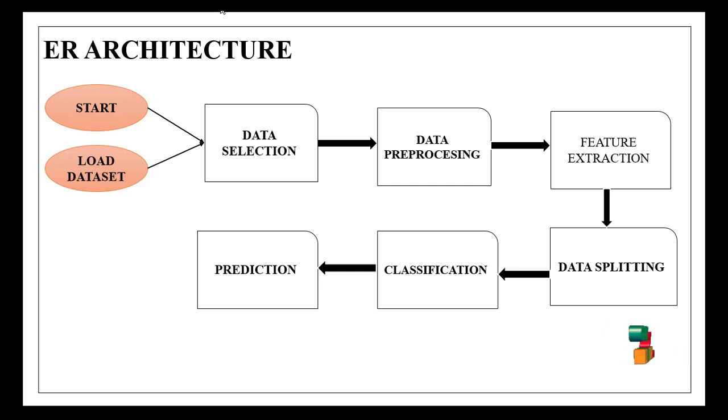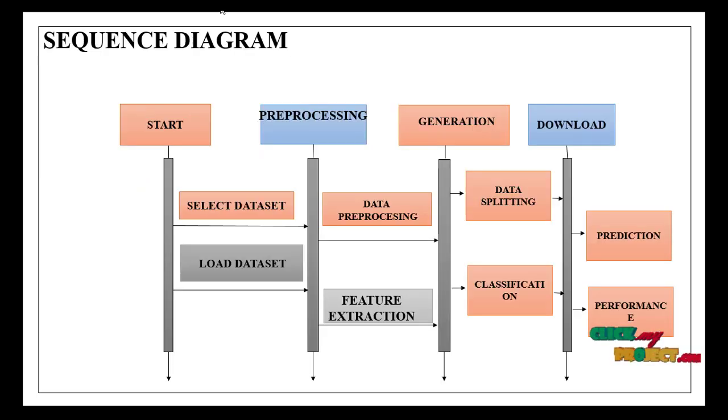Here is the architecture, from the start and load data set. First is selecting the data, then pre-processing, then extracting the features, and then data splitting, classification, and prediction. This is a sequence diagram. We divide our total process into 4 sequences. First is the start, next is pre-processing, next is classification, and after that is performance analysis. Select the data, load it, pre-process it, extract the features, split the data, and apply the classification algorithm. Finally, we predict the classes and get the performance metrics of the CNN algorithms.